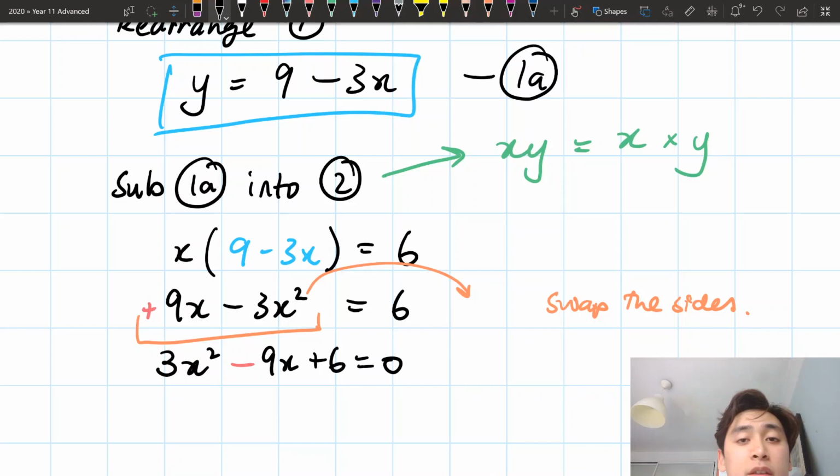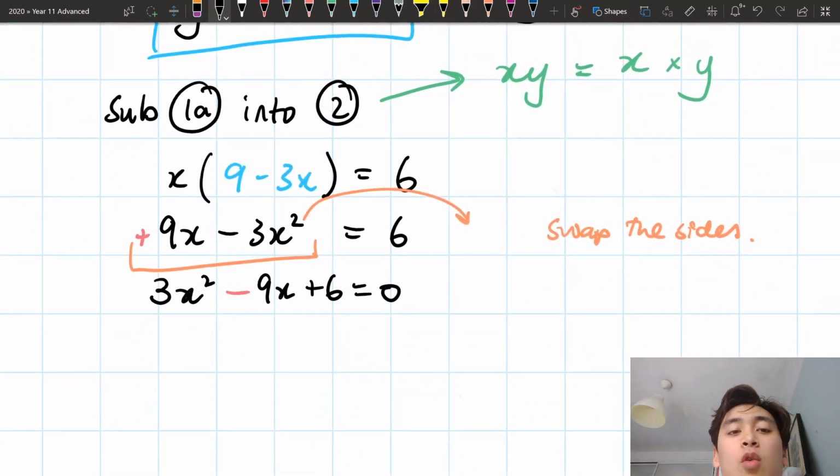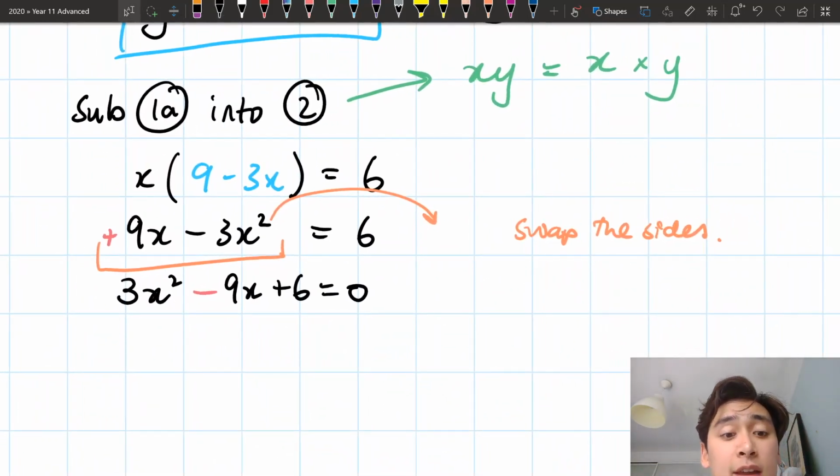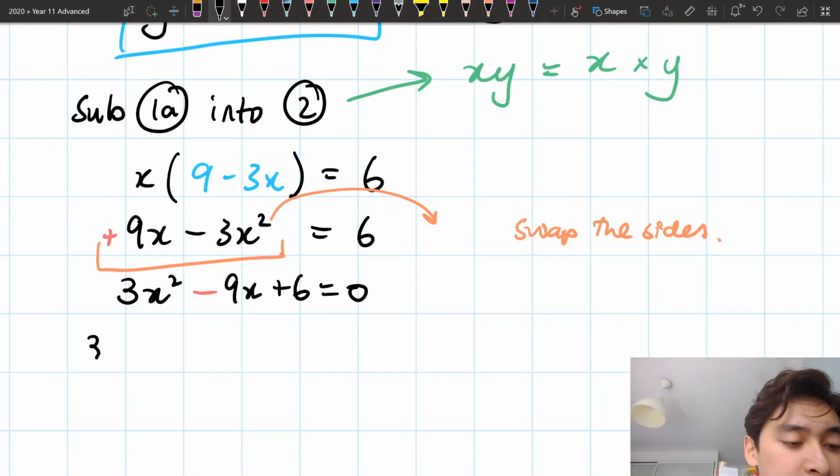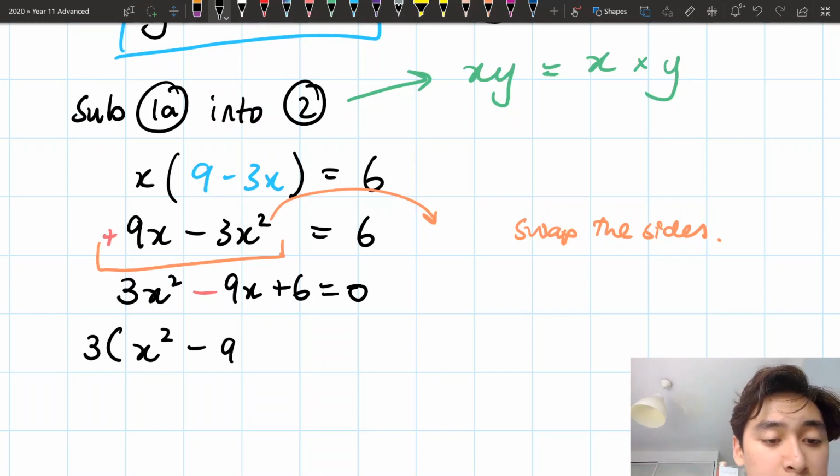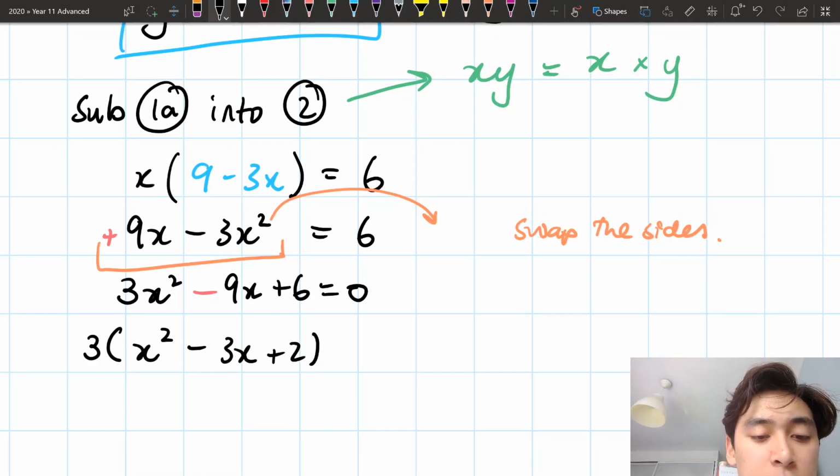Okay, so I've got this equation here, and we want to solve it. You can probably go, oh, it's a non-monic quadratic, I'm going to factorize it by grouping. But before you do that, I recommend you have a look to see if you can factorize out any numerical factors. In 3x squared minus 9x plus 6, all of them have a factor of 3. So I'm going to factorize out the 3 first, and I get 3 bracket x squared minus 3x plus 2 is equal to 0.